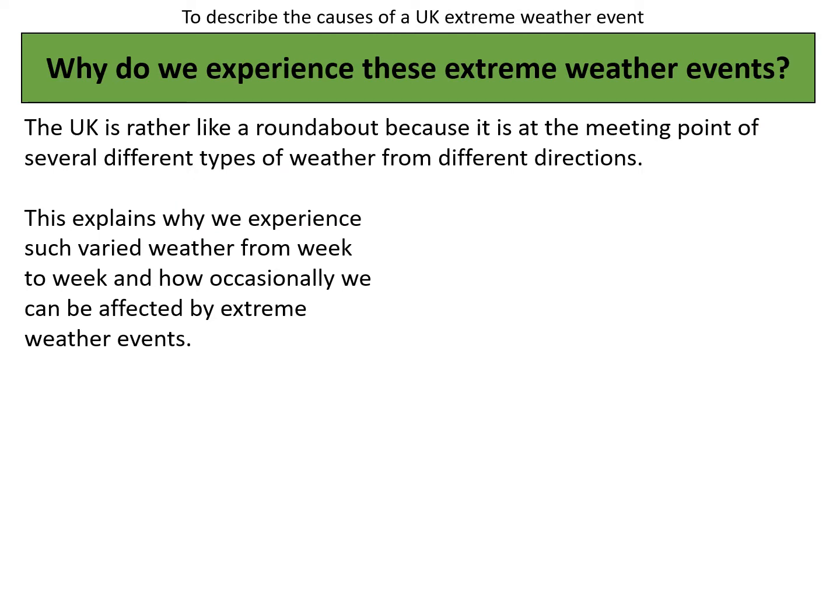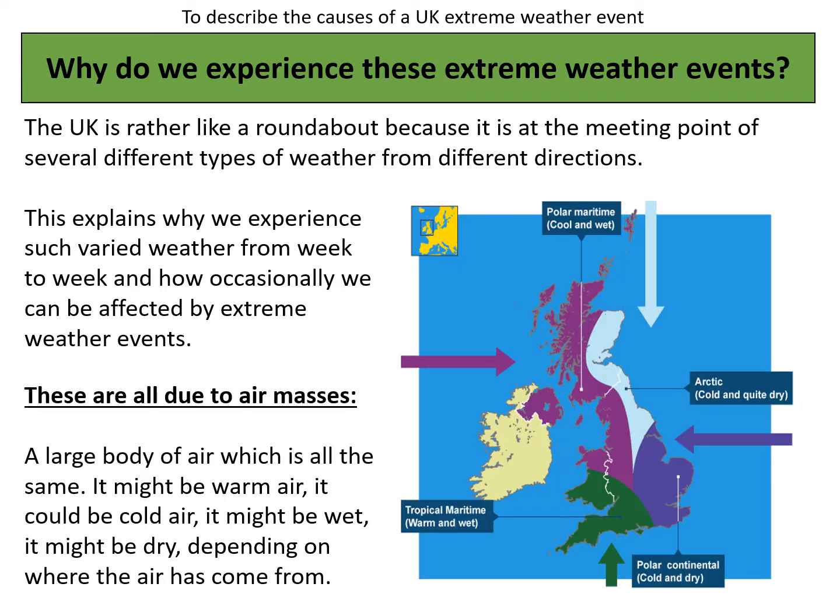So why do we experience these extreme weather events? Well, the UK is like a roundabout because it's a meeting point of several different types of weather from different directions, and that explains why we experience such varied weather from week to week. These are called air masses. An air mass is a large body of air which is all the same. It could be a large chunk of warm air, a large chunk of cold air, or wet air, or dry air.